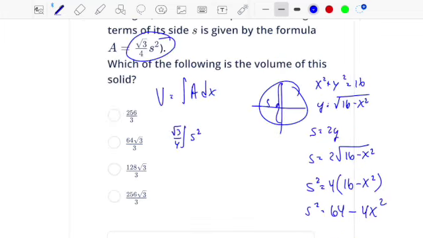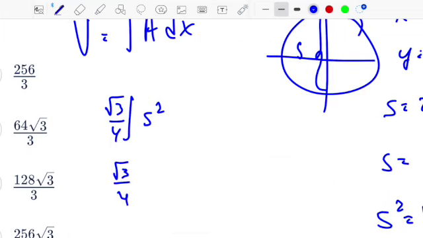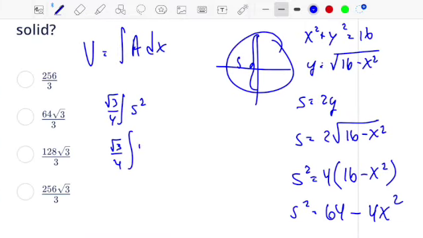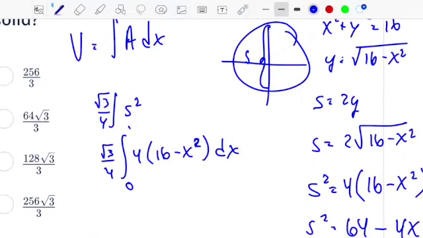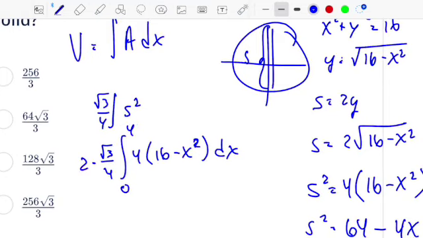I'm going to bring that in. So we have root 3 over 4 times the integral. I'm going to take it back a step: 4 times (16 minus x squared) dx, and we are going from 0 to 4. Oops, negative 4 to 4. I can go from 0 to 4 and double it because it's symmetric. That 4 and that 4 will cancel. We have 2 root 3 multiplied by the integral of 16 minus x squared from 0 to 4 dx.